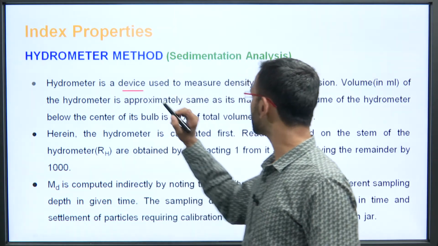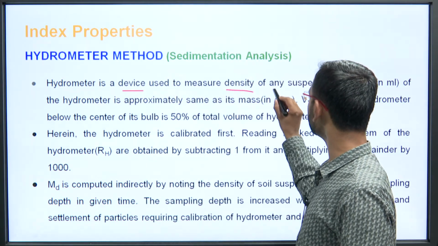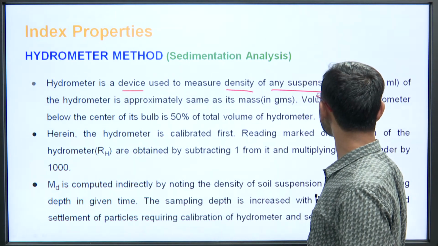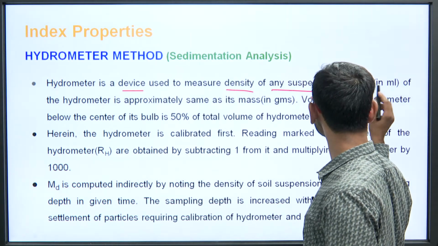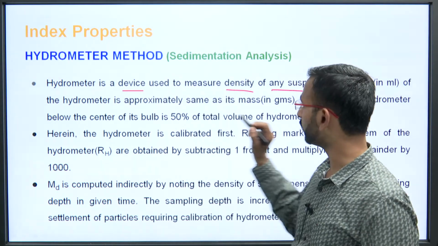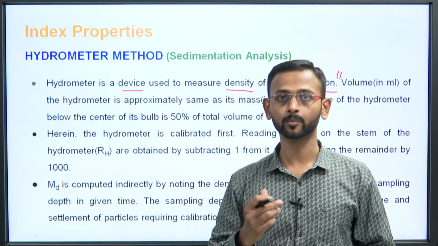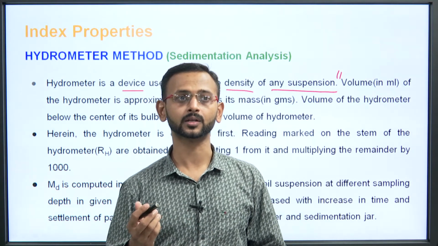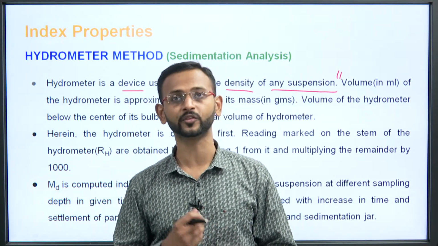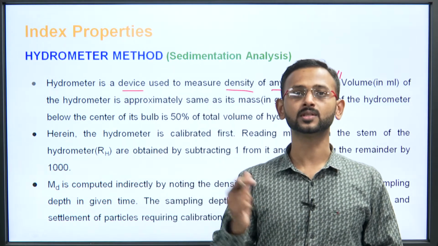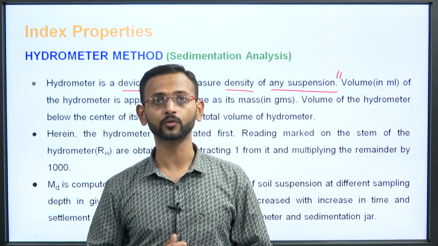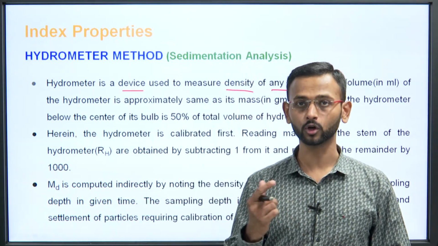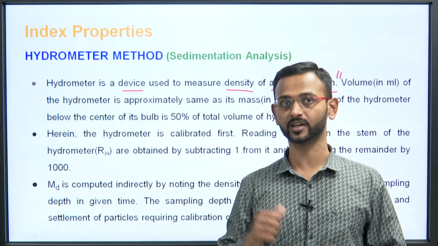Hydrometer is a device which is used to measure density of any suspension, and remember here that it is a property of this hydrometer that when it is prepared, the volume in ml of the hydrometer is approximately same as its mass. Let us say if the volume of hydrometer is 50 ml and the weight of this hydrometer will be 50 grams. So, the value is the same, and then volume of the hydrometer below the center of its bulb is 50% of total volume of hydrometer. We will be seeing this in the figure.